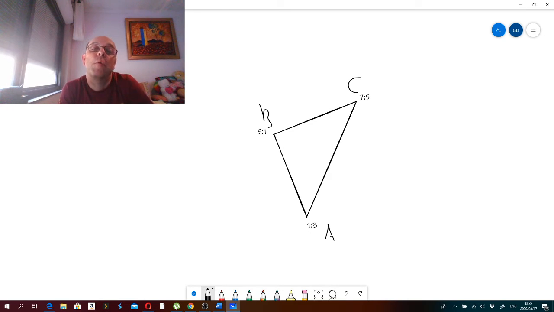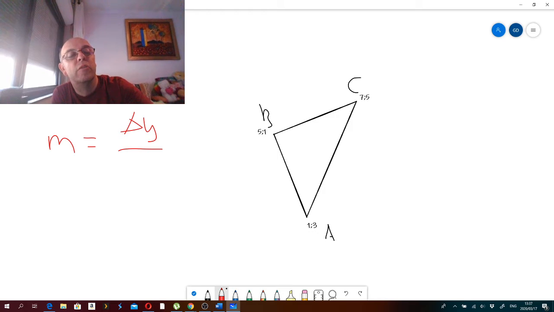So I think the first thing we want to do is look at gradients, and let's use the gradients of the different lines. We know the formula for gradient: it is change in y over change in x. I'm just going to write delta y over delta x, and let's do it for each of the lines. Let's go with BC, then AB, and then AC as well.